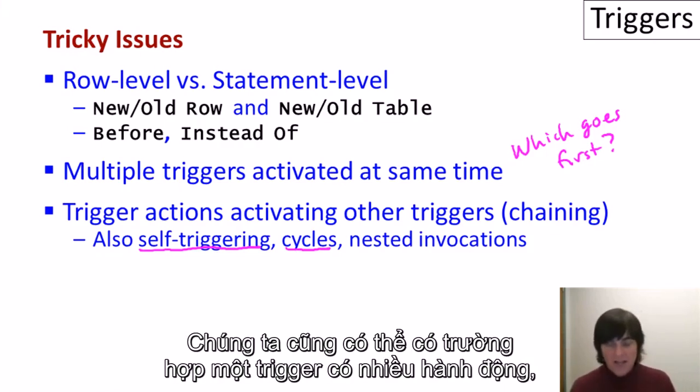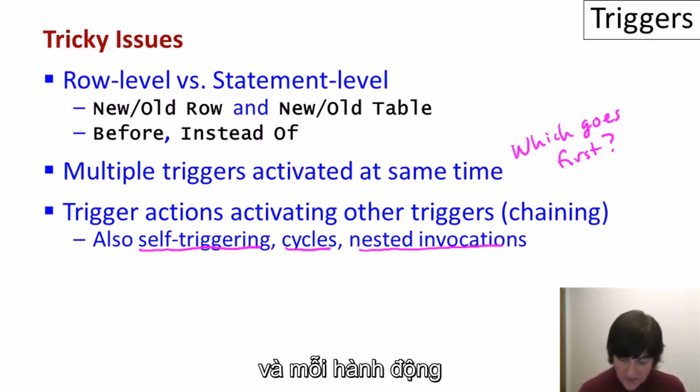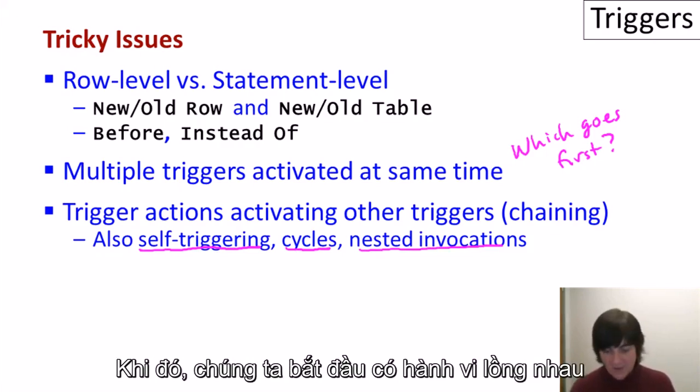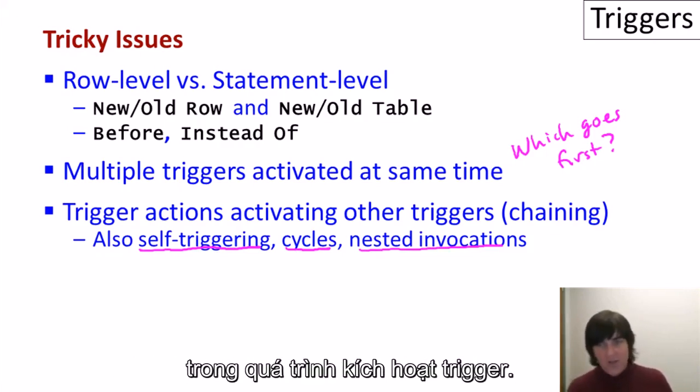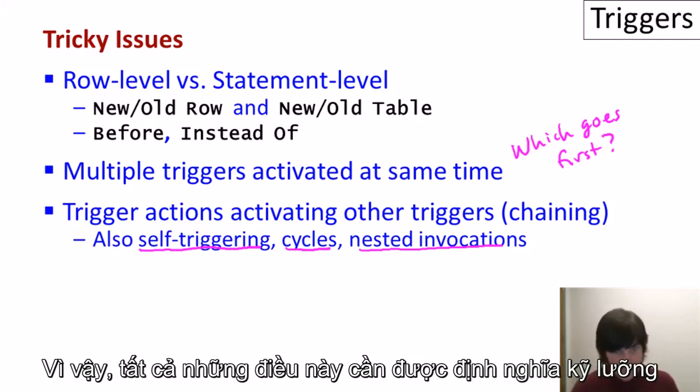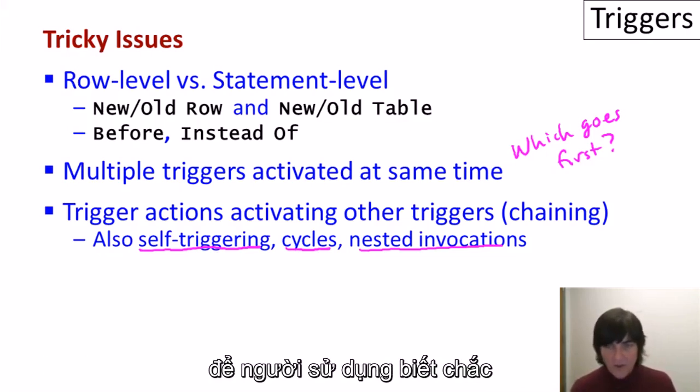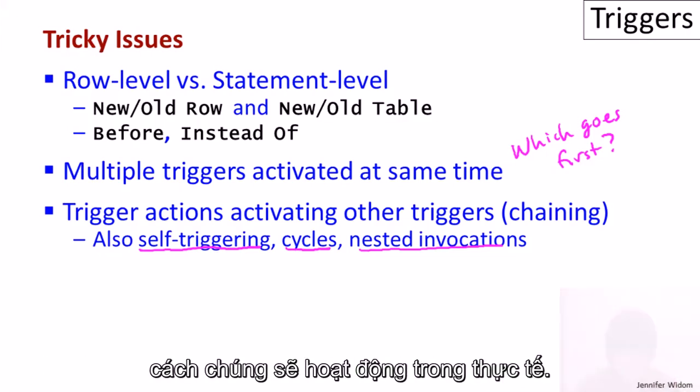We can also have a case where a trigger has multiple actions, and each one of those actions individually activates other triggers, so we start getting a nested behavior in the trigger activation. So again, all of these need to be both defined carefully and understood carefully when one creates triggers so that one knows how they will behave in practice.